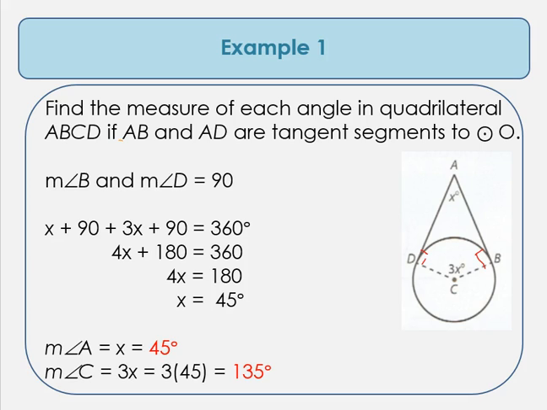Adding like items, we have x plus 3x, which is 4x, 90 plus 90 is 180. Subtracting 180 from both sides, we have 4x equals 180, dividing 180 by 4, and x equals 45. So, we already knew what the angles B and D measure. Now, solving for x, we know that the measure of angle A also equals x, which is 45 degrees, and angle C is 3 times x. 3 times 45 is 135.